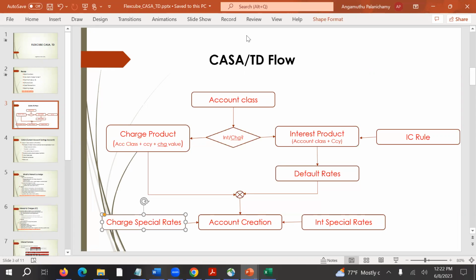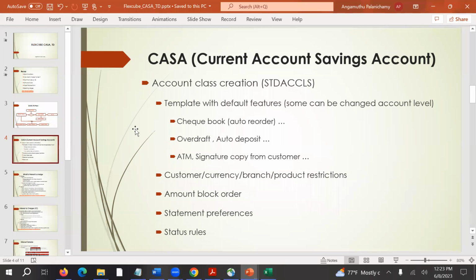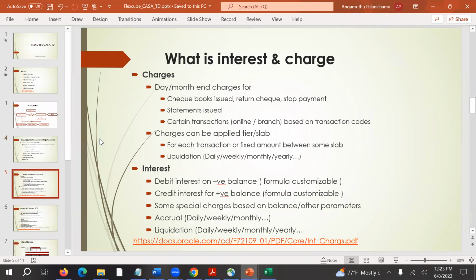Fine. Now, as I told you, for CASA in the STD ACCLS screen, we will go and create it. It's a template with the default features, and we have restrictions like which customer, currency, branch, or product, and amount block, order, statement preference, and status rule. So this is what we have seen broadly in yesterday's CASA explanation.